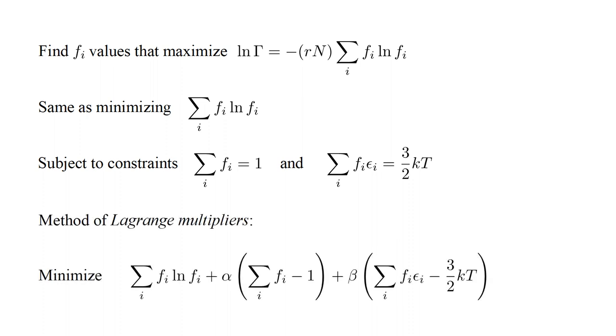We do this using the method of Lagrange multipliers. We form an augmented function, which is the original function plus a new term for each constraint. Each of these terms is an unknown multiplier times the constraint expressed as a quantity that must be 0. Then, an unconstrained minimization of this function with respect to the Fi values and the two multipliers solves our original problem. Our augmented function is sum over i, Fi, log Fi, plus alpha times sum over i, Fi, minus 1, plus beta times sum over i, Fi, epsilon i, minus 3/2 kT.